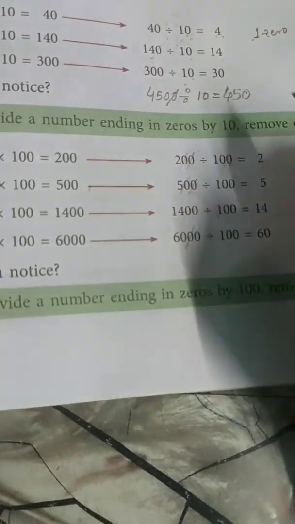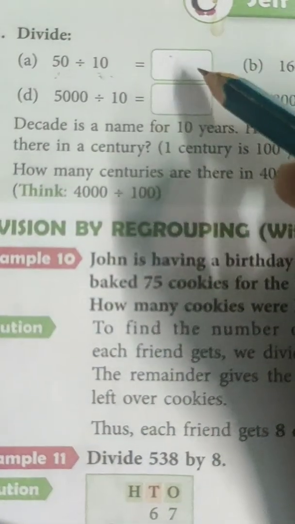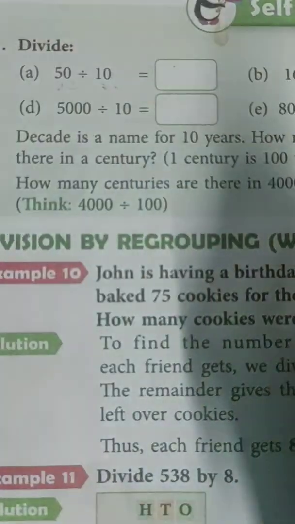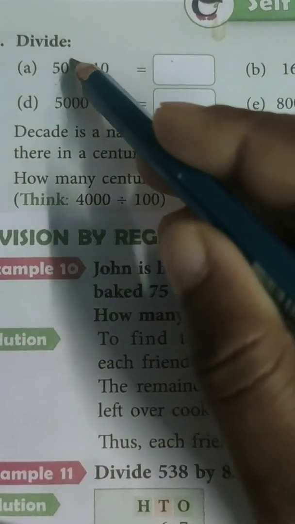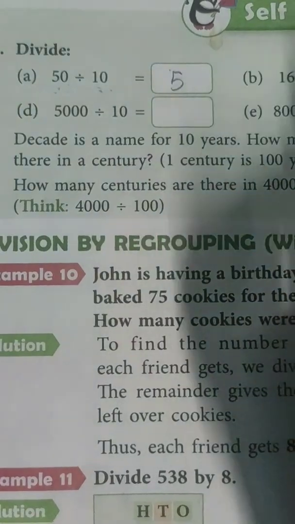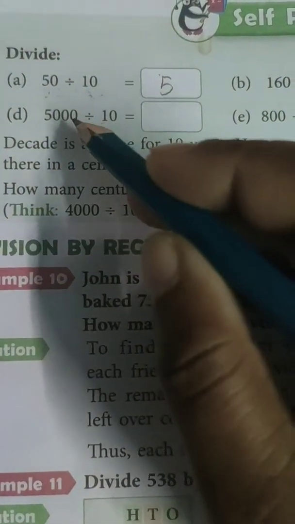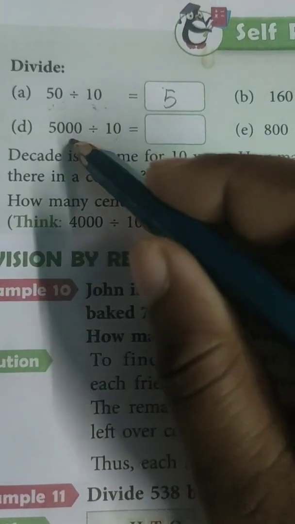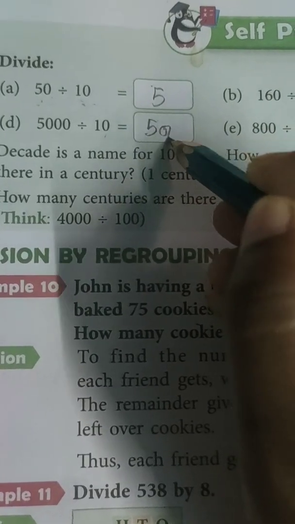Okay. Now let's solve a few problems. My first problem is 50 divided by 10. So in 10, how many zeros are there? One 0. So we will remove one 0 from the right hand side. So how much is left? 5. Now we will do this one. 5000 divided by 10. So one 0 is there. So we will remove one 0. So how much are we left with? 500.